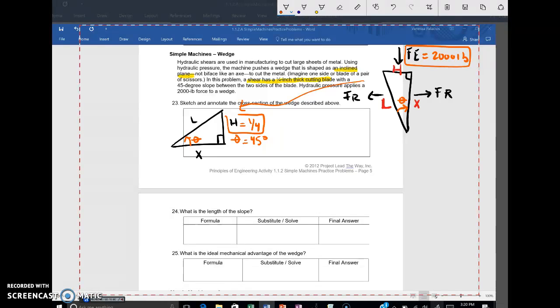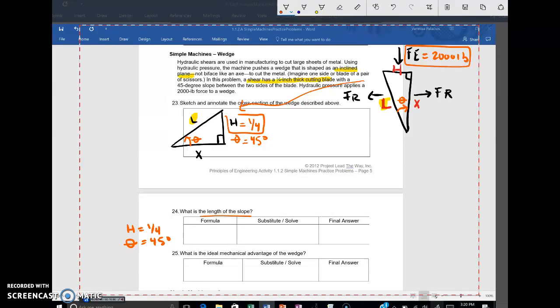Okay, so the first problem is, it asks what is the length of the slope. Okay, so we don't know X and we don't know L, but it wants us to solve for the length of the slope. So that would be this value here, right? Or in this picture, it'd be this value here. So let's look at what we know. What we know is, we know H is 1/4, and we know the angle is equal to 45 degrees. So what equation that was given to you during the math review on the board could you use?